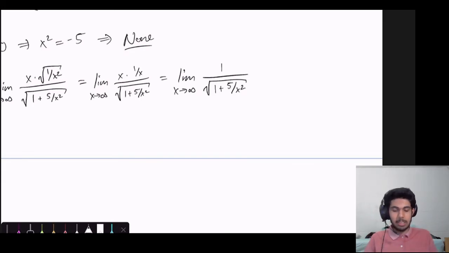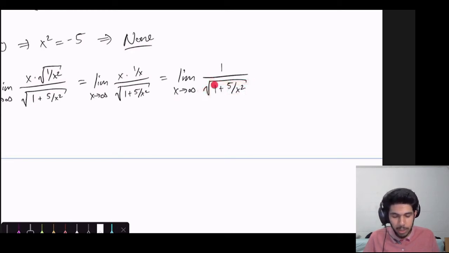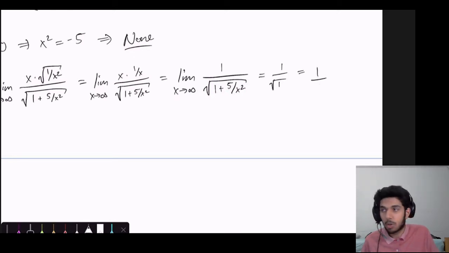And now we can see what really happens. As x gets really, really large, this 5 over x squared term is 5 over a really, really huge number, which is basically 0. So then we have the square root of 1 plus that very, very tiny number, which is basically 1. So we get that this is equal to 1 over the square root of 1, and that's equal to 1.